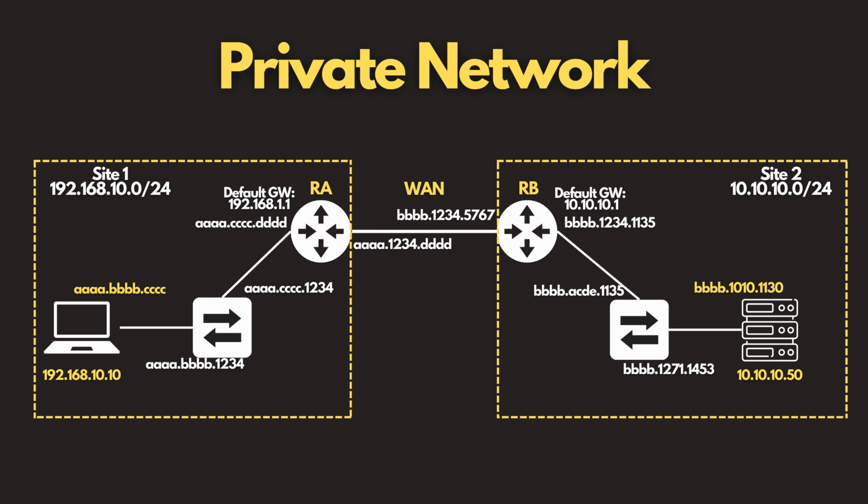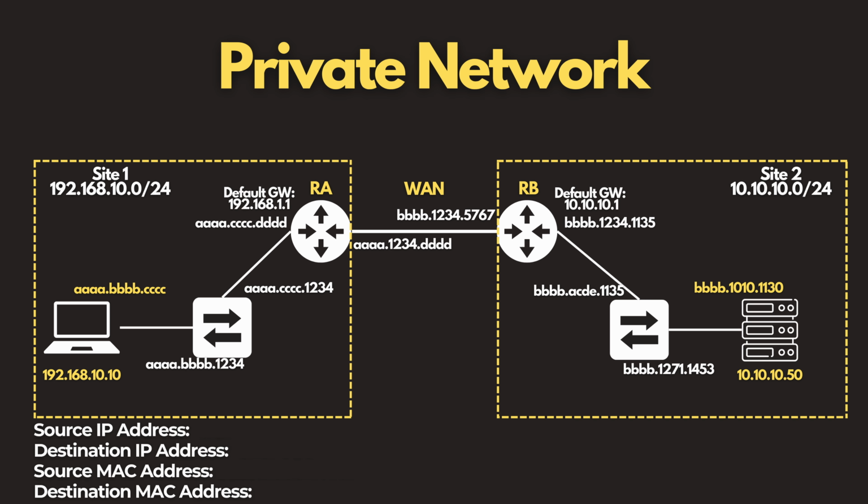To start every packet walk, we need to identify four parameters: source IP address, destination IP address, source MAC address, and destination MAC address. Source IP would be the computer's IP address, and the destination is the server's IP address. For source MAC, it would be the computer's MAC address as well, but the destination MAC would be the default gateway's MAC address, since the destination IP is not in the same subnet. This MAC address is discovered through ARP. Once we have this info, we can take a look at what happens under the hood.